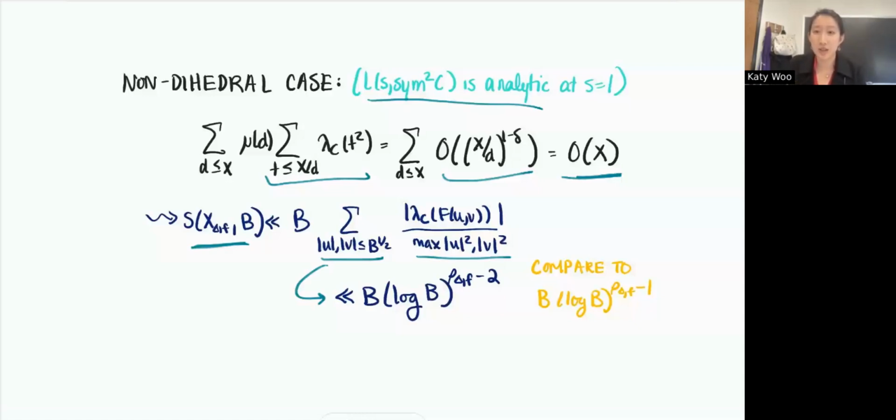And this is really good for us because the Eisenstein main term, the main term from the Eisenstein part, was of size b log b to the rho minus 1. So this is a full power of log saving over our main term.